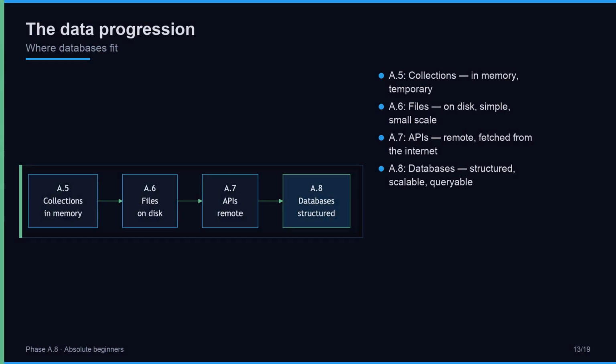Look at the progression we have built. In A.5, you learned collections, holding many values in memory while your program runs. In A.6, you learned files, persisting data to disk so it survives after your program exits. In A.7, you learned APIs, fetching data from the internet. Now in A.8, you learn databases, the structured, scalable way to store, query, and manage data that grows beyond what files can handle. Each layer builds on the previous one: in memory, on disk, remote, structured.